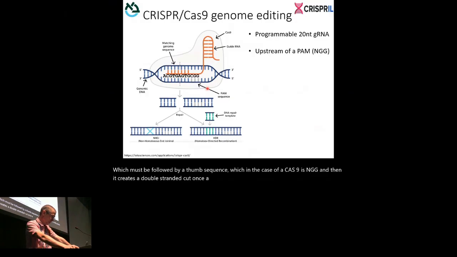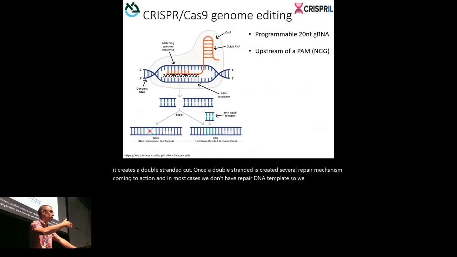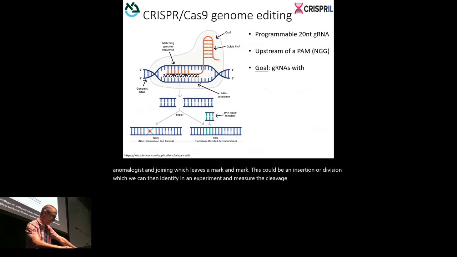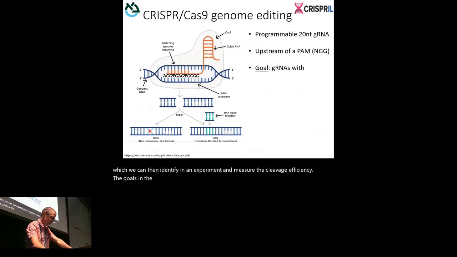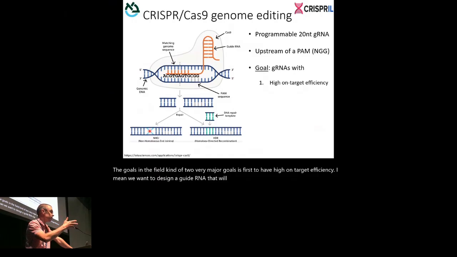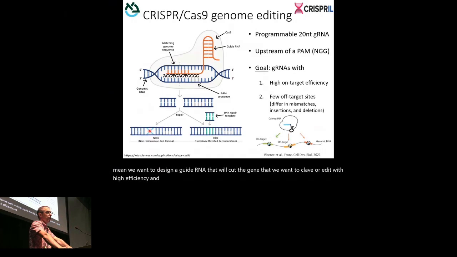And in most cases, we don't have a repair DNA template, so we get a repair by non-homologous end joining, which leaves a mark that could be an insertion or deletion, which we can then identify in an experiment and measure the cleavage efficiency. The goals in the field, two very major goals, is first to have high on-target efficiency, meaning we want to design a guide RNA that will cut the gene that we want to cleave or edit with high efficiency. And we are also concerned by off-targets, meaning editing at sites that we didn't intend to edit.